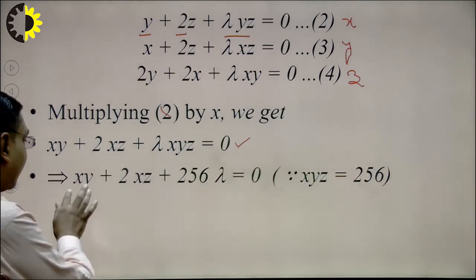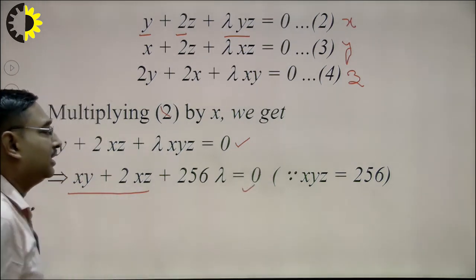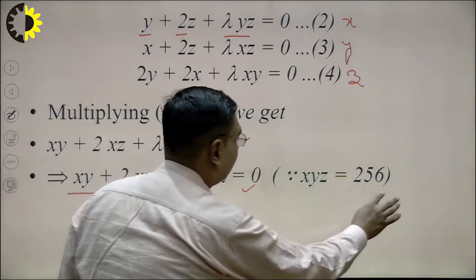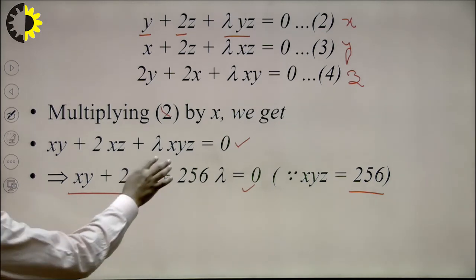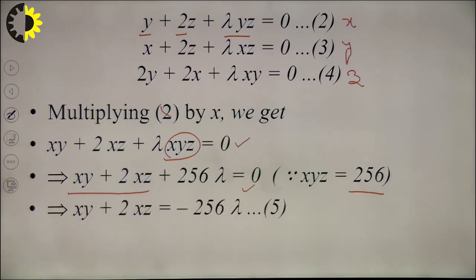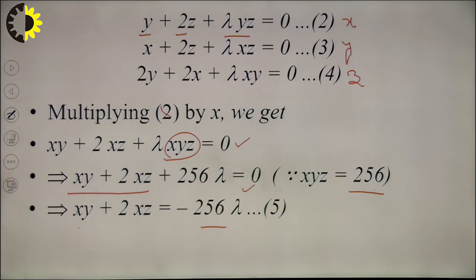This will give xy plus 2xz plus 256 lambda equal to 0. This xyz is 256 and therefore it is replaced by 256 here, and it means the value of xy plus 2xz can be written as minus 256 lambda.